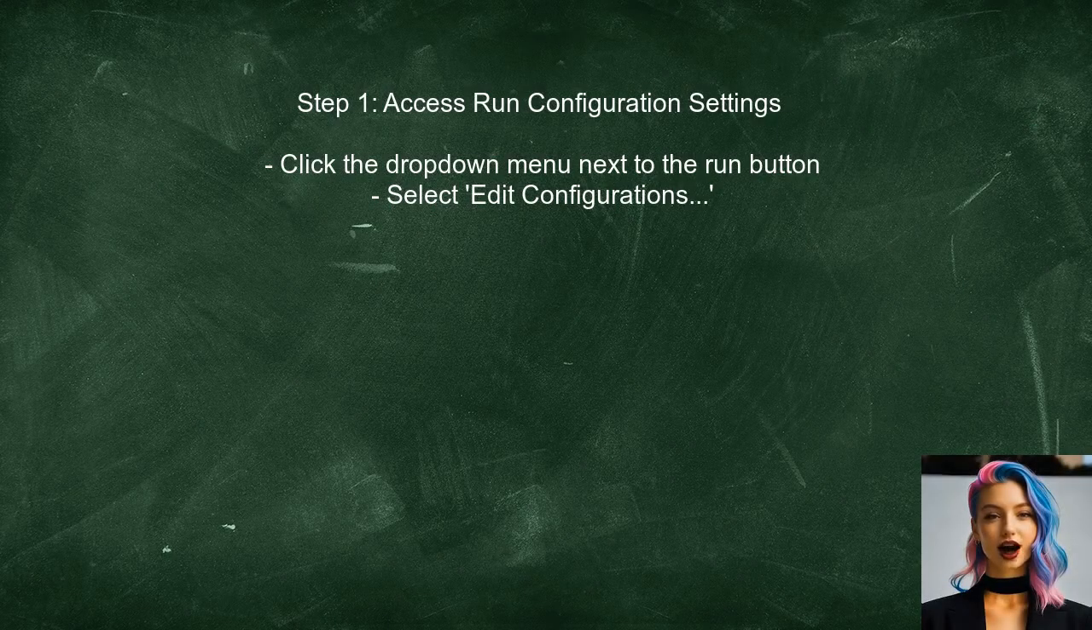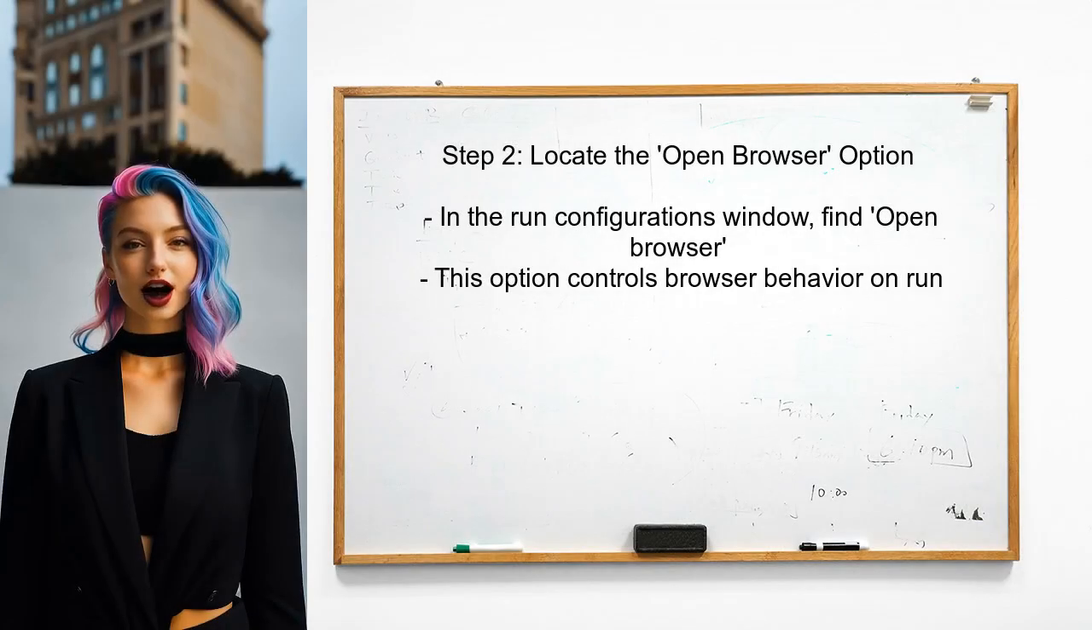To prevent PyCharm from opening a new browser tab every time the user clicks Run, the first step is to access the Run configuration settings. This can be done by selecting the drop-down menu next to the Run button. In the Run configurations window, the user should look for the option labeled Open Browser or similar. This option controls whether a new browser tab opens when running the application.